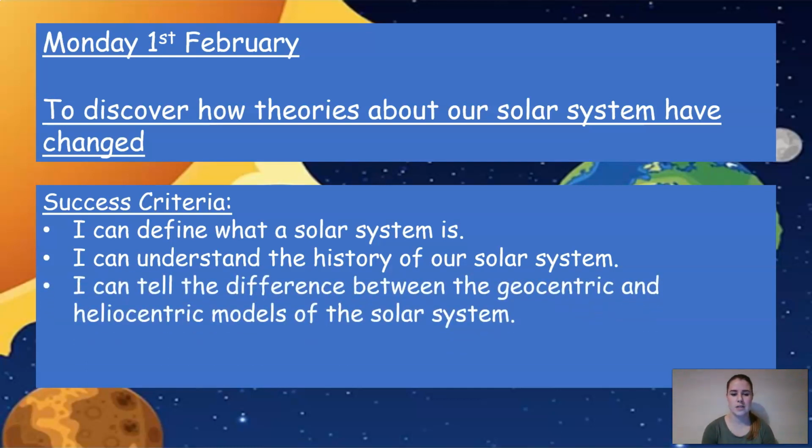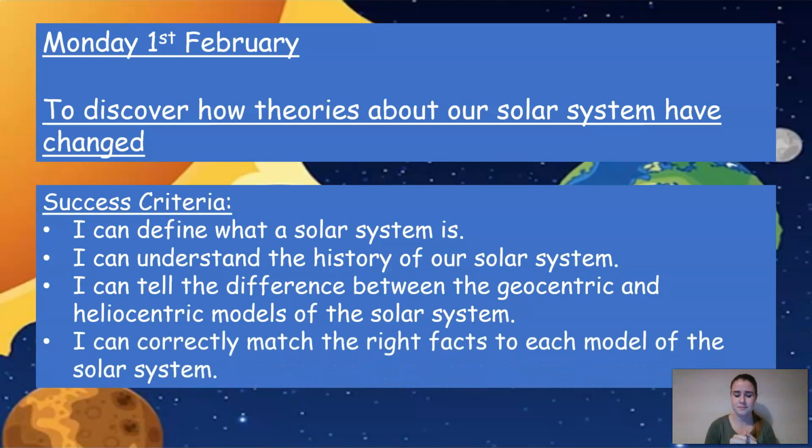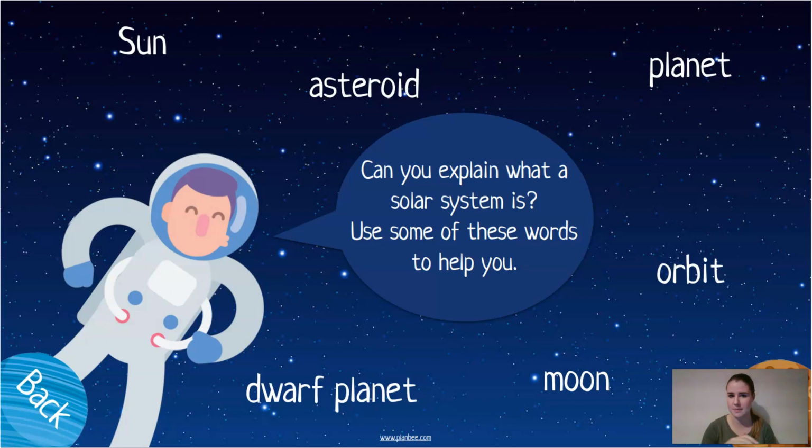Then you're going to see if you can tell the difference between geocentric and heliocentric models, okay? So this is where our theorists have different ideas of how our planets were set up in our solar system. So don't worry about that for now. We will be going over that in our lesson. And then your challenge at the end is to try and correctly match the right facts to the models that we look at for our solar system. So make sure you're paying attention, okay, because you're going to need to know all of these names.